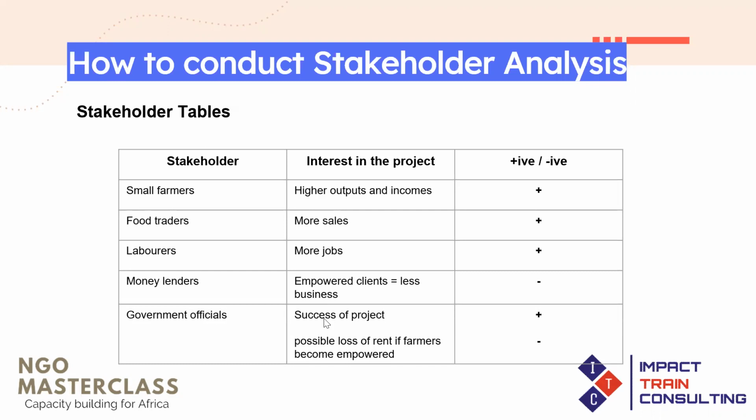Once you develop a table like this during the stakeholder analysis stage, it helps you to identify all the stakeholders who are affected or who can affect the project, and also helps you to identify their interests. So you need to look at each of these stakeholders and think about what is their interest in this project, and how can we work with them? And then, is this interest a positive one or a negative one?